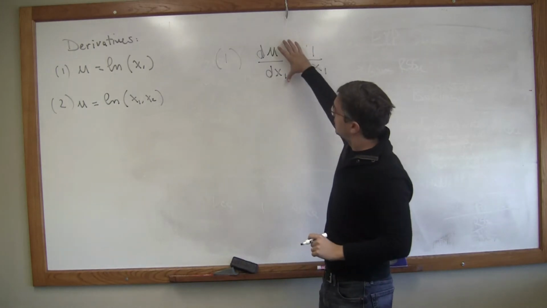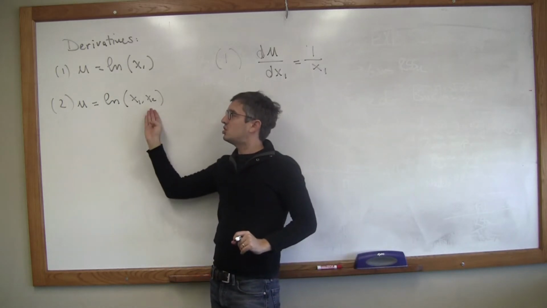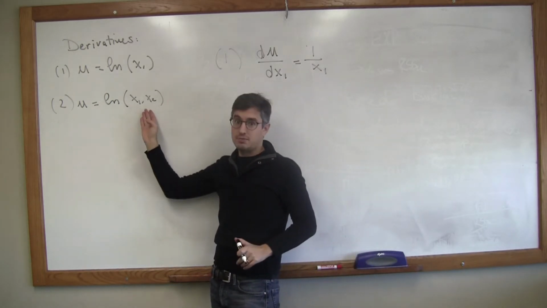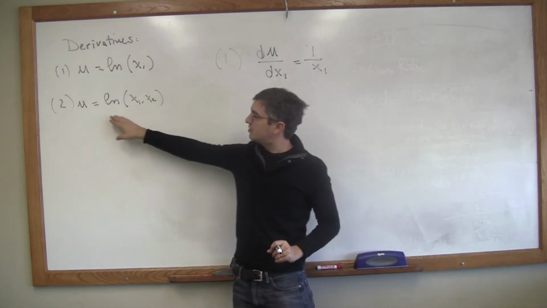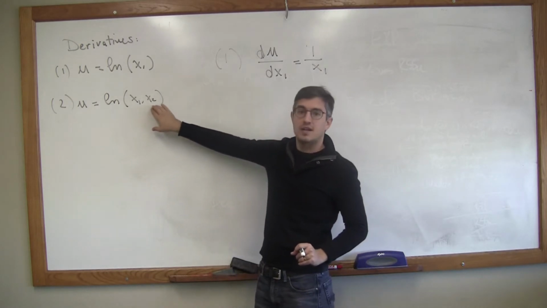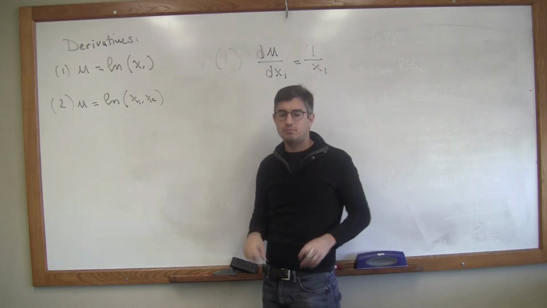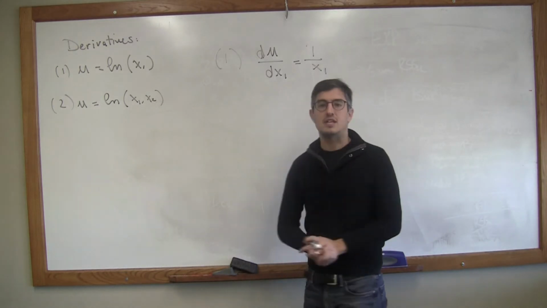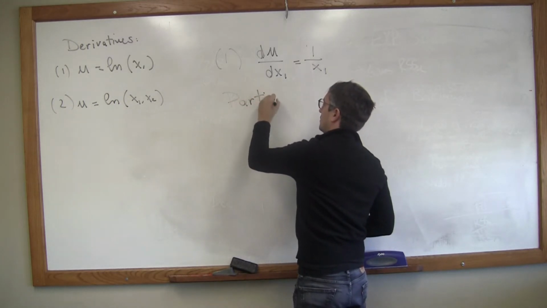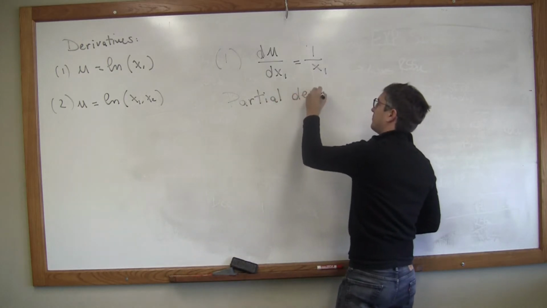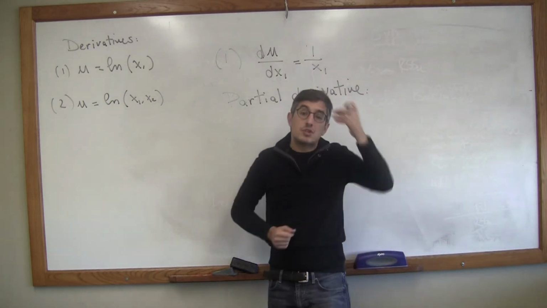Given that we have this, now we're ready to tackle the harder problem of understanding the derivative of a function that has two terms. Notice that here the u has a term x1 and a term x2. How do we take the derivative of this? Here we need to use the idea of partial derivative. The idea of a partial derivative is quite simple.